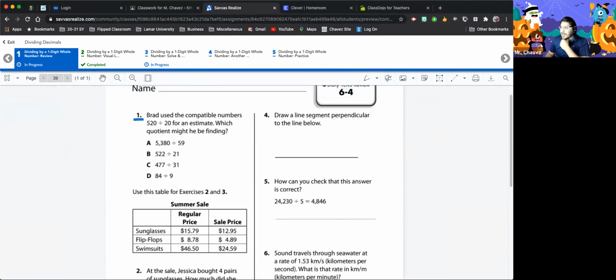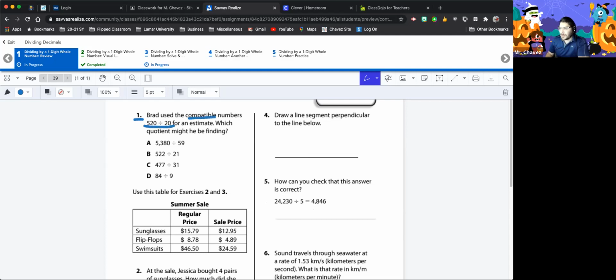It says number 1, Brad used compatible numbers for 520 divided by 20, or an estimate. So we're working with estimation numbers. So what Brad did, he estimated these 2 numbers. These were his answers. 520 divided by 20. Which quotient? Remember, quotient means the answer for division. Might he be finding? So in other words, estimate means you want to find the closest number to it.